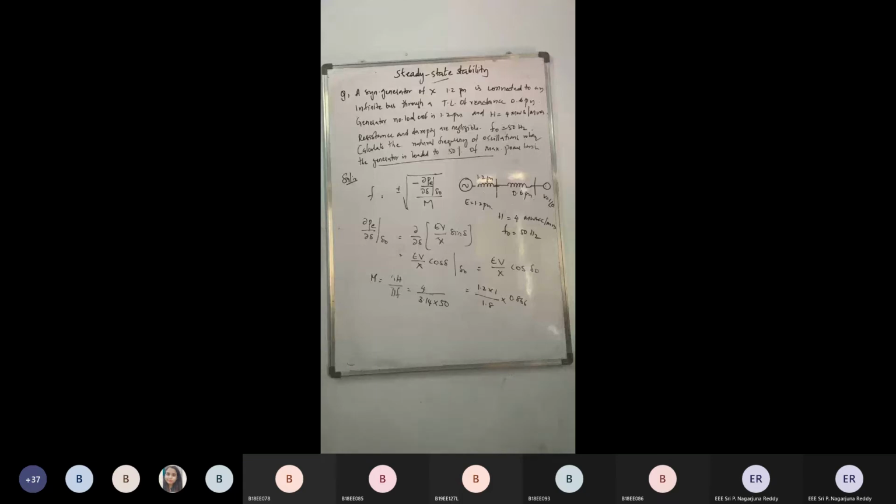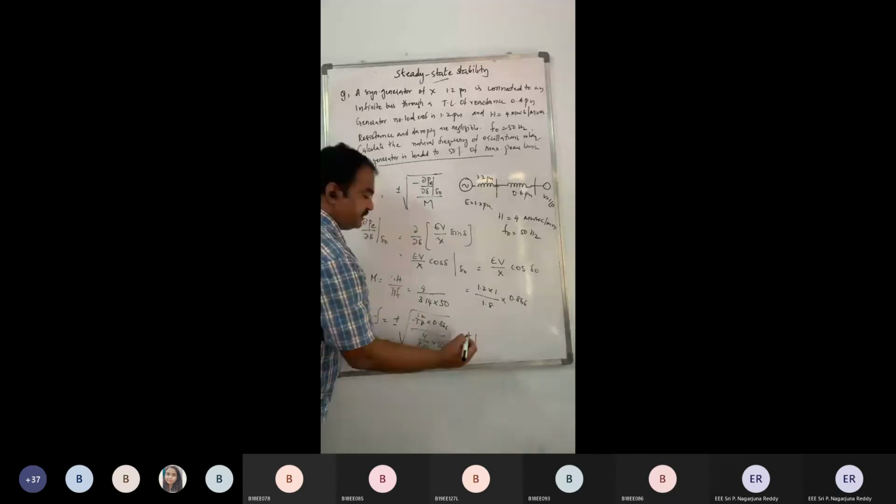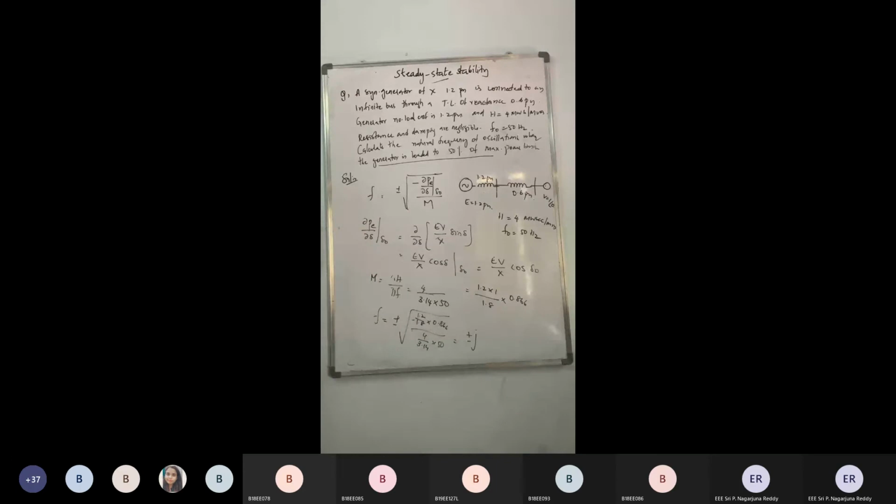Okay, so what is the value now? F is equal to plus or minus square root of 1.2 by 1.8 into 0.866 by the M value, which is 4 by 3.14 into 50. Can anybody tell me? Sorry, I think there is a negative value there, right? The square root of a negative gives j, so I am putting j in front. So it will be plus or minus j. This is the characteristic equation, right? Can somebody tell me the value of this one?